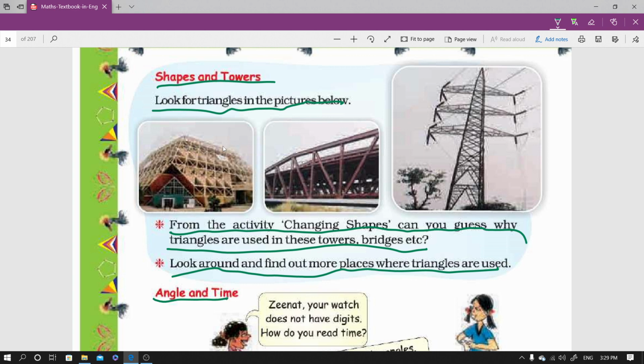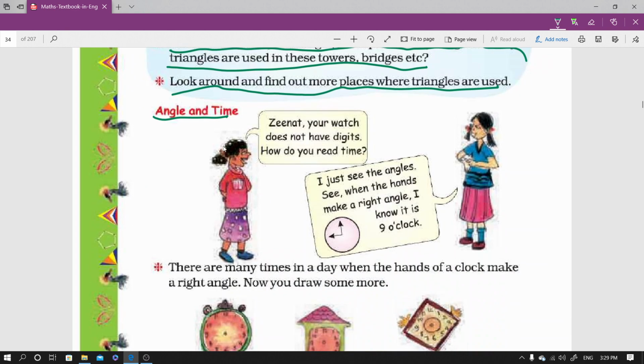Angle and time. Zenith, your watch does not have digits. How do you read time? I just see the angles. See when the hands make right angles. I know it is 9 o'clock.